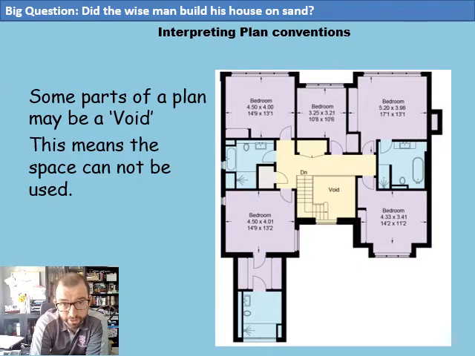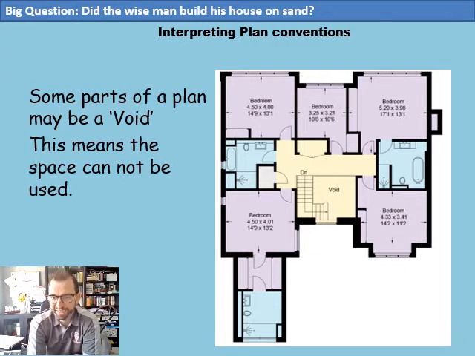If a plan says void, that means that there is nothing there. So in this plan, which is the lovely house that I saw earlier, where it says void, that means that your hallway would have a bit that overlooks the downstairs, so there isn't any floor there for you to walk on.